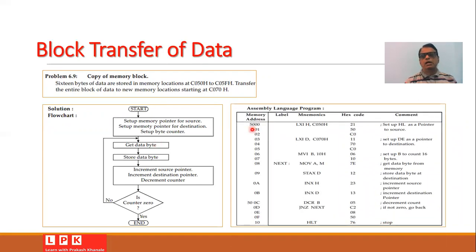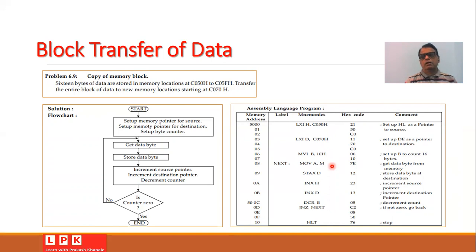So we can write the assembly language program in this fashion. Suppose the memory address that I can use is 5000. The first instruction is setting up the HL pointer, which will point to the source: LXI H, C050, for which the hex code or opcode is 2150C0. Then we will set up the DE pointer, which will point to the destination: LXI D, C070. Then we will set up the counter in register B: MVI B, 10, which sets the counter to count the 16 bytes of data.